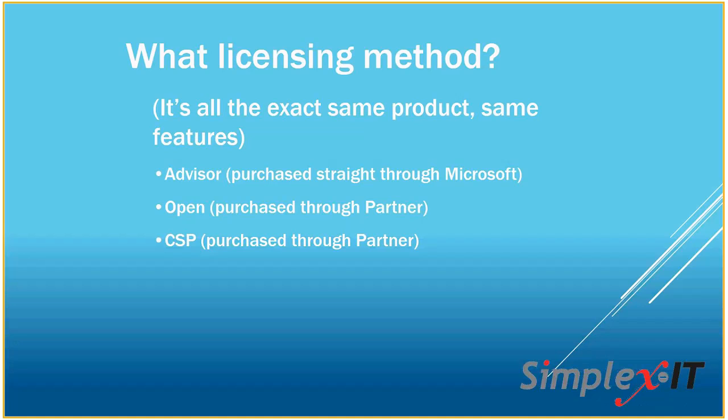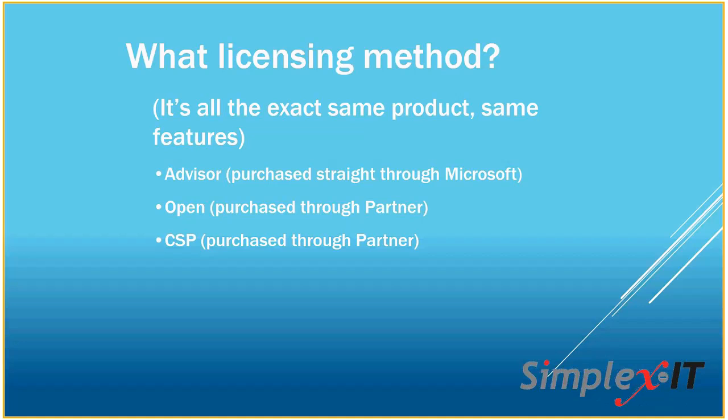And it usually has the biggest discount potential. Whether or not the company gives that discount to you is up to you and whoever you're buying it from. But it usually has the biggest discount potential. However, it also has the least amount of flexibility. And then there's, last and not least, CSP.